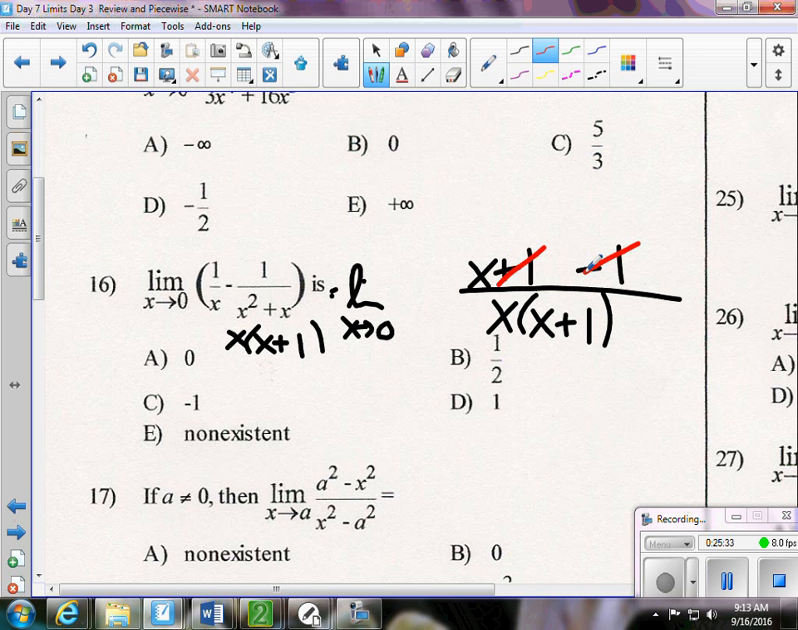Now we want the limit of x over x times x plus 1. What else can I cancel? X's, right? Because if you try to plug in the 0 now, before you cancel, you're going to have 0 over 0. So then you would know to cancel it. When you plug in 0 now, what do you get? 1 over 1.